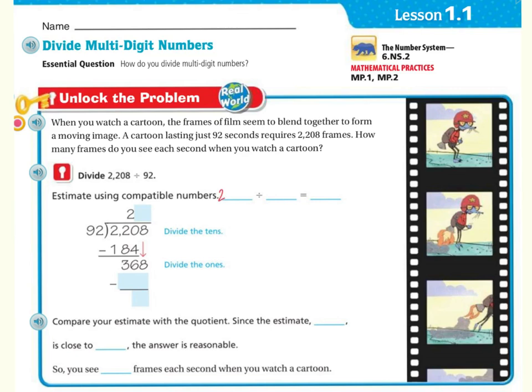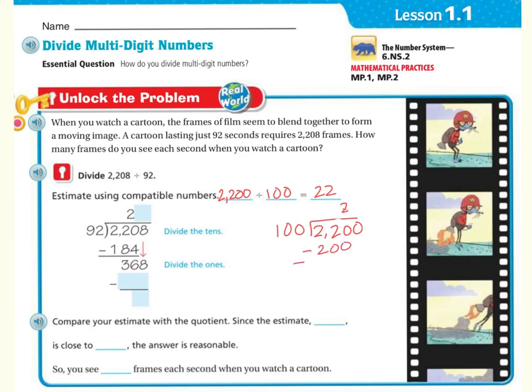2,208 is close to 2,200, and 92 is close to 100. Doing that in my head, 100 goes into 2,200 22 times. Pretty easy. I'll just write it out, I know it's been a while since we've done this. So 100 can't go into 2, it can't go into 22, but it can go into 22 2 times. And then 2 times 100 is 200.